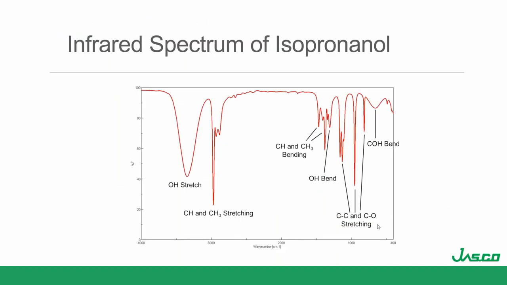This is an example spectrum of isopropanol. So you can see these stretches and bends show up around the same region for all different molecules that have the functional group. So this has the functional groups OH stretch, CH and CH3 stretch, CH and CH3 bend, OH bend, carbon-carbon stretch, and COH bend.